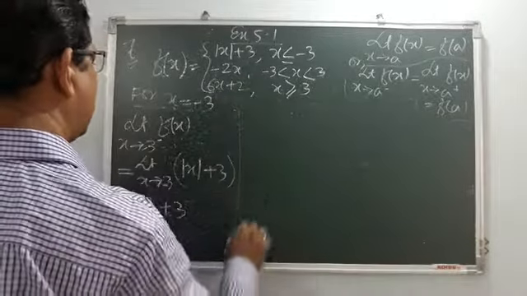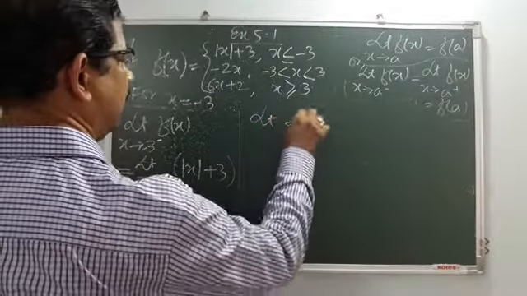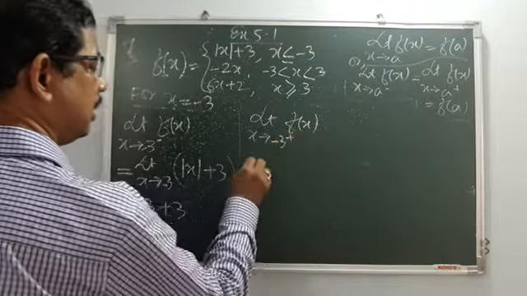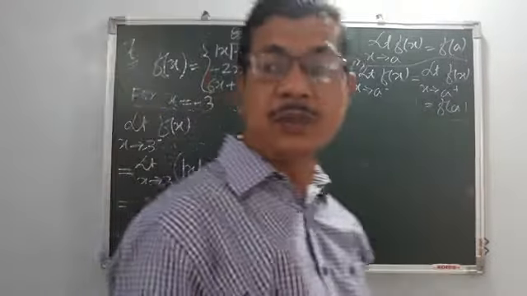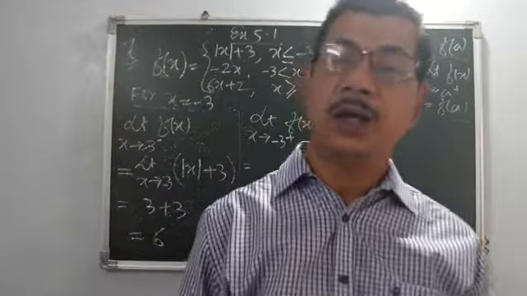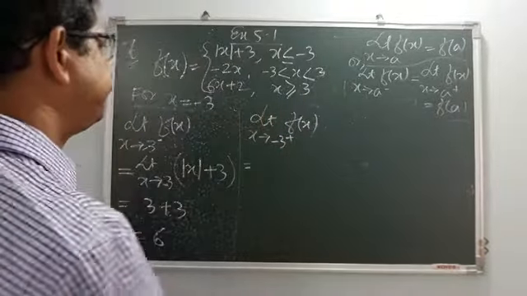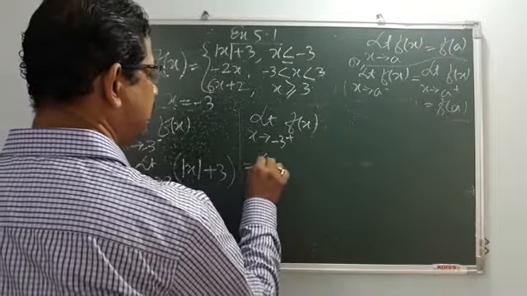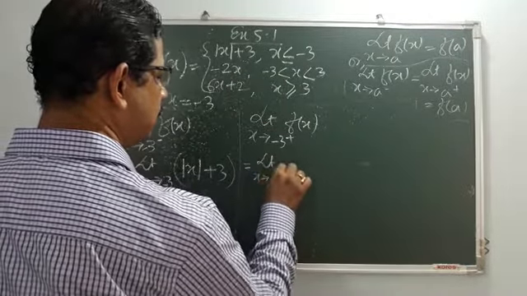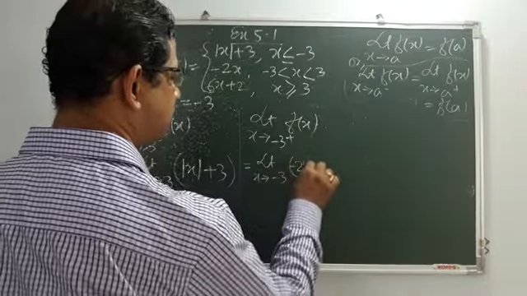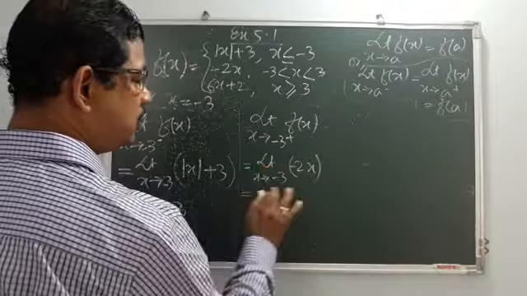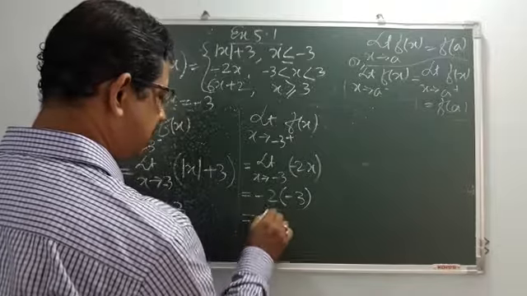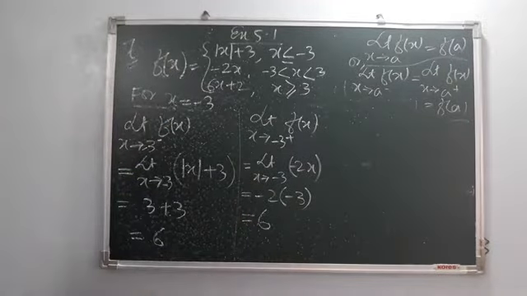Now if we consider RHL, limit f(x) as x tends to minus 3 plus, here minus 3 power plus means it is greater than minus 3. So of course we will consider this one, for greater than. So it will be limit x tends to minus 3, and this is minus twice x. If we withdraw this limit, then x will be replaced by minus 3, that is minus 2 times minus 3, which gives plus 6.